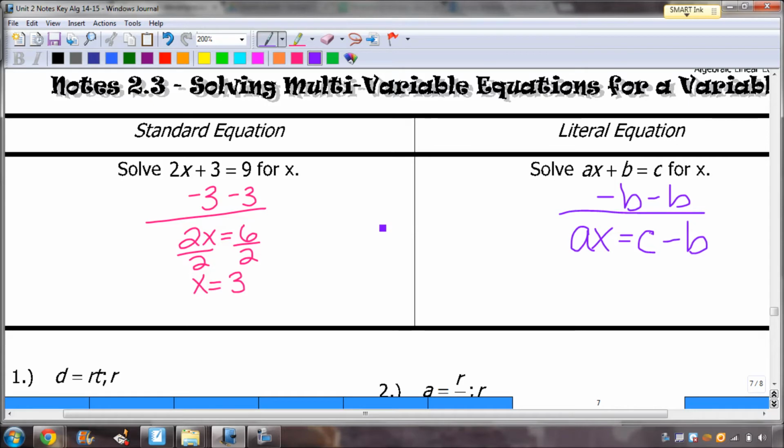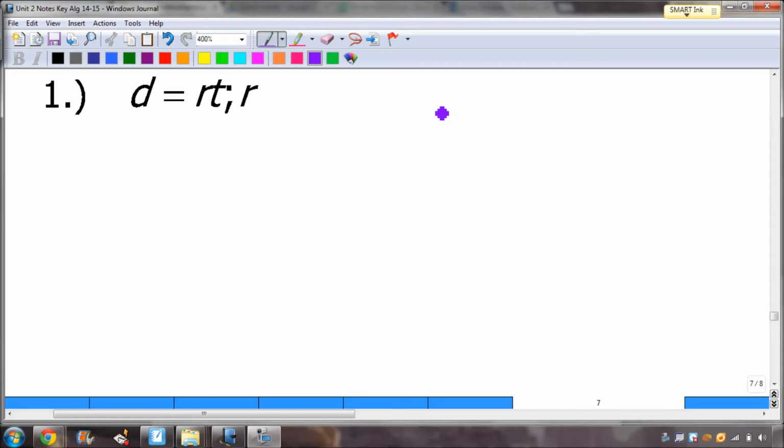Now, all I have to do, just like we got rid of the 2 by dividing by 2 because it's 2 times x, I'm going to get rid of the a by dividing by a since it's a times x, which means that my answer is x equals c minus b all over a. All right, so let's look at number 1.